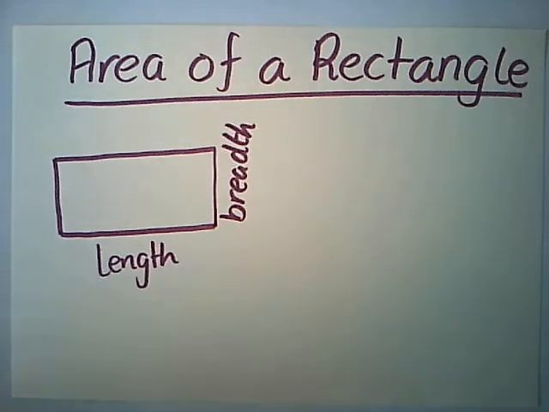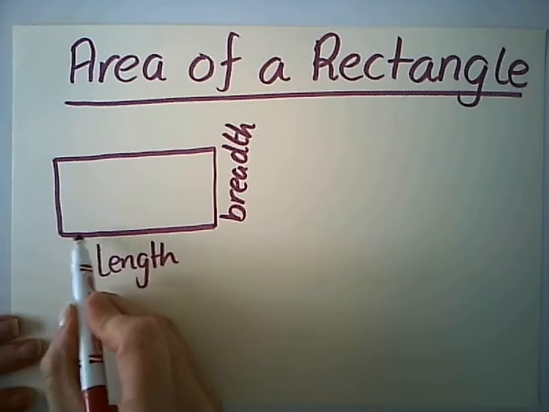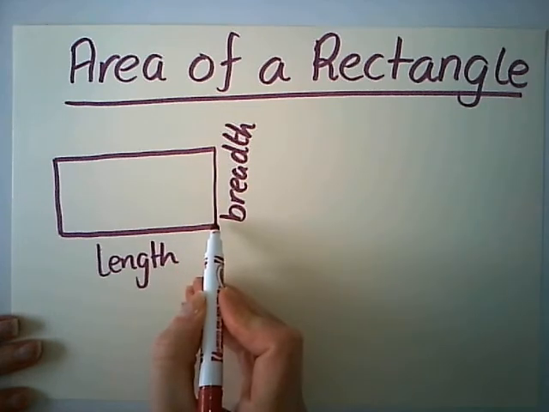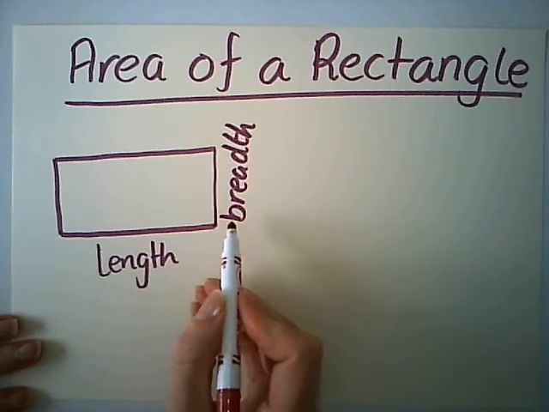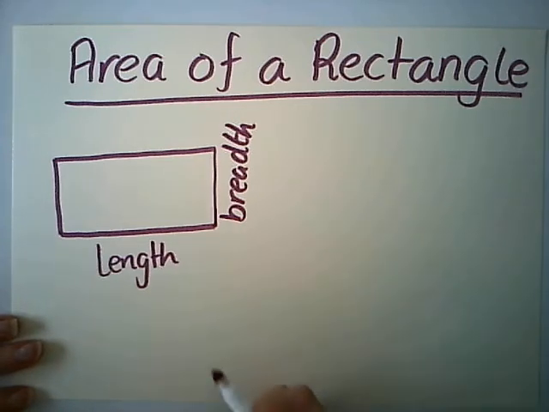This is a video on how to find the area of a rectangle. Okay, a rectangle is made up of four sides. The longest one we normally call the length, and the shorter side we normally call the breadth. Some people call it length and width, which is also fine, but I call it length and breadth.